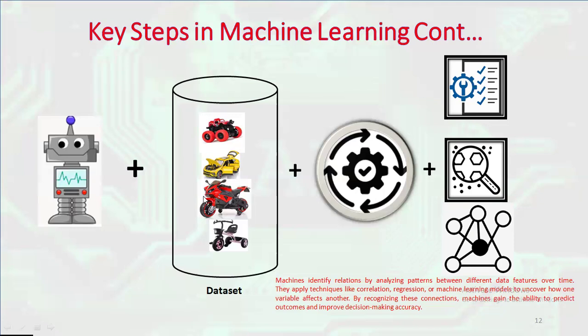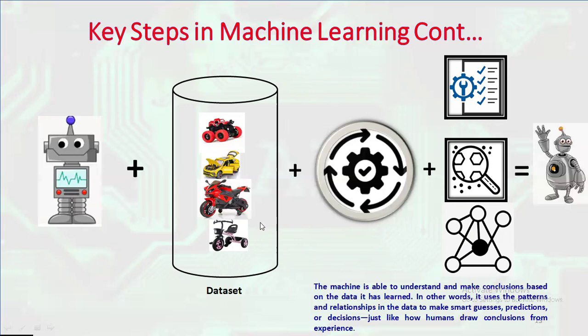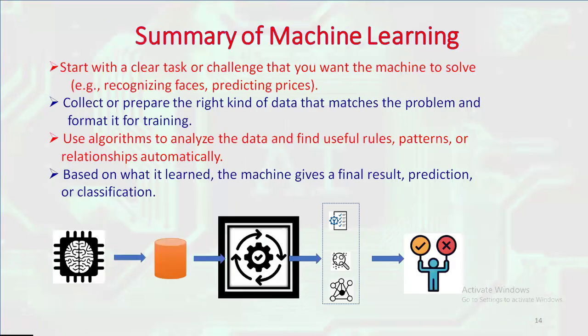Similarly, if you keep on giving the training data, or labeled data of the bike, to the machine, it will immediately say that it is a bike, it is a cycle, it is a car, it is a tractor. Like that, it may say. And finally, the machine is able to understand and make conclusions based on the data it has learned. In other words, it uses patterns and relationships in the data to make smarter guesses, predictions, or decisions, just like how humans draw conclusions from experiences. So in this way, the machine is able to find the objects.